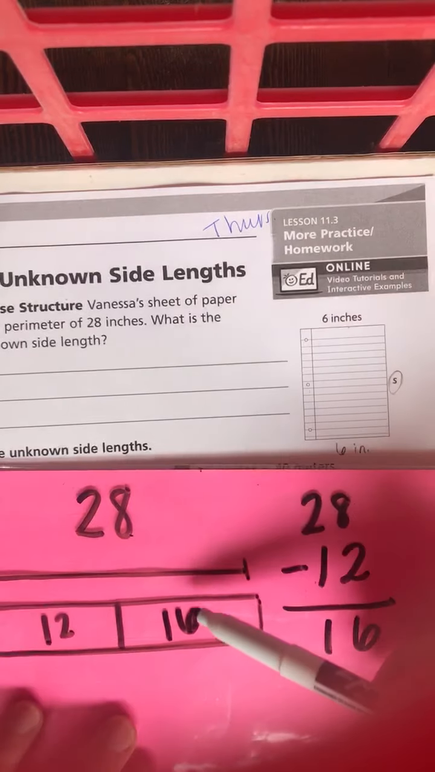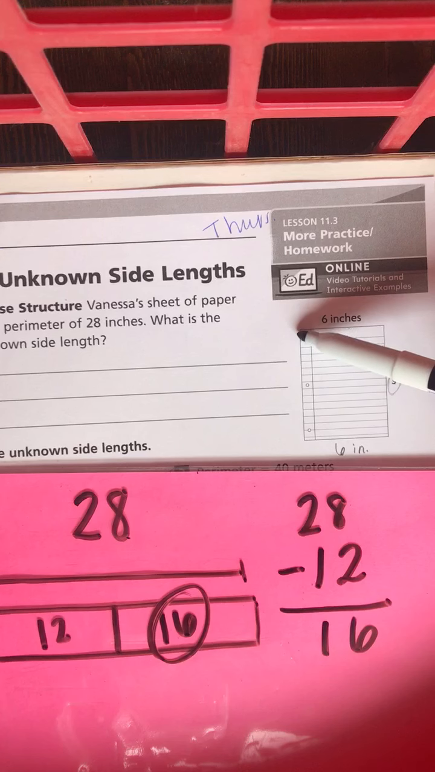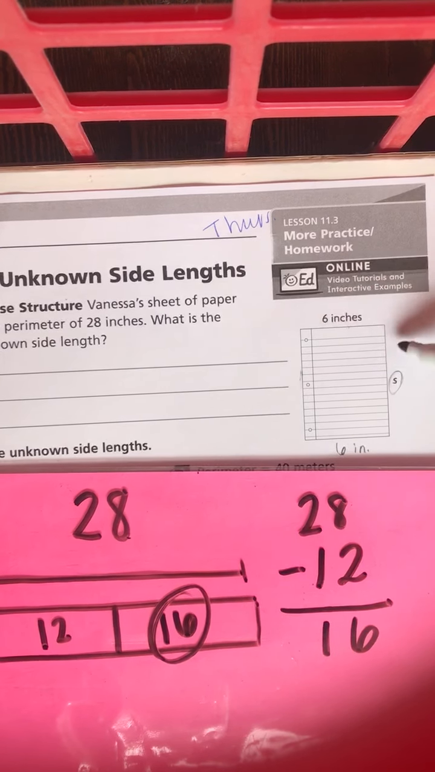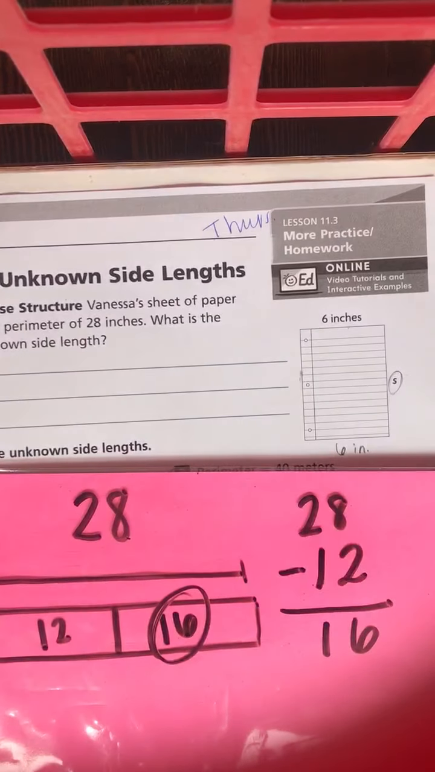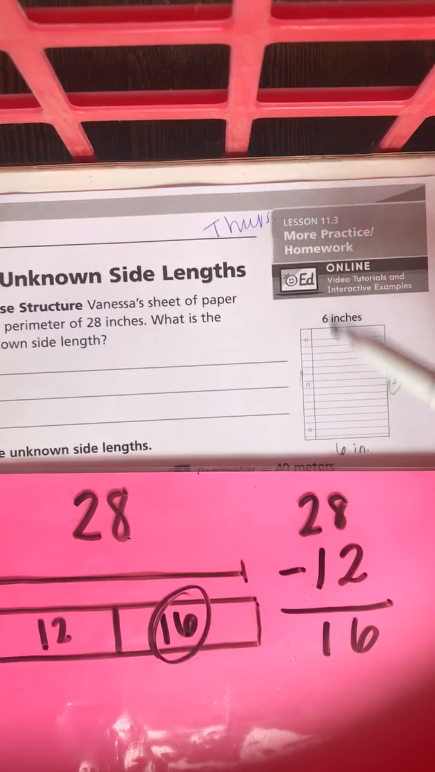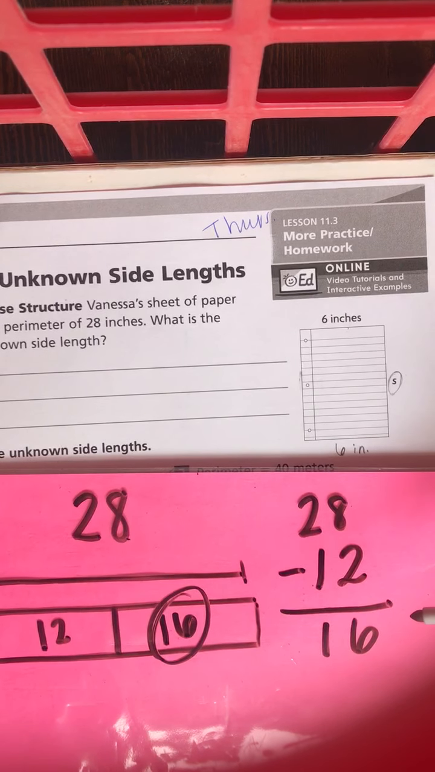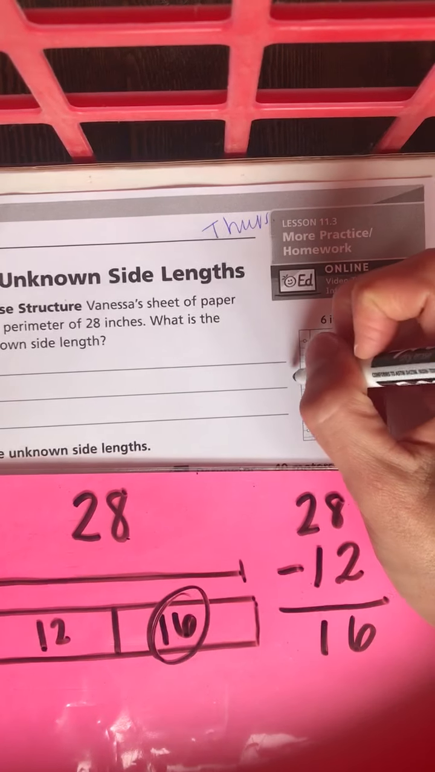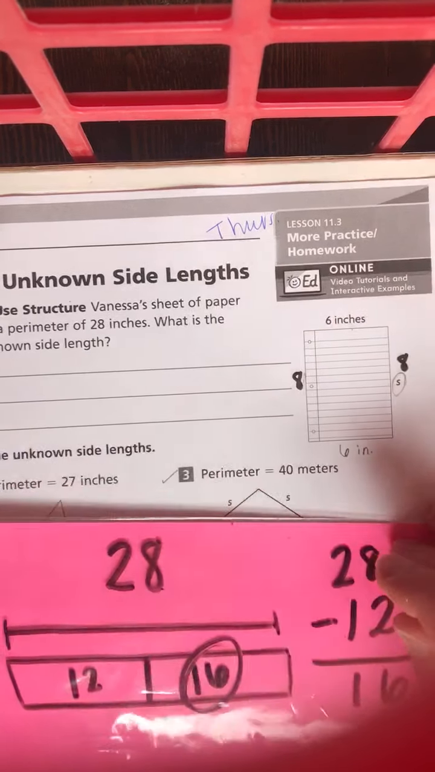But remember, we have to take 16 and we have to split it in half, right? Because this side and this side added up equal 16. So what is 16 broken into two equal parts? What number can you add 2 times to get 16? Very good, it's 8. Okay, so our missing side length is 8.